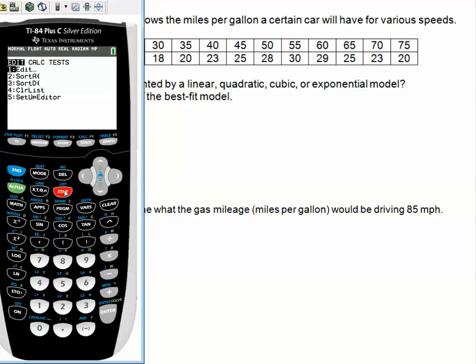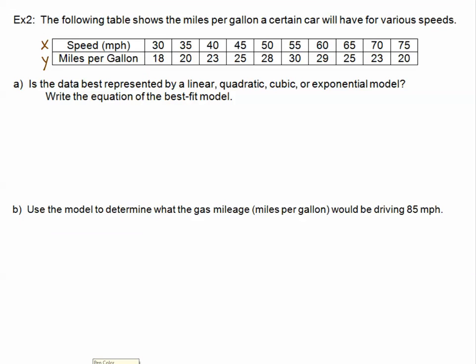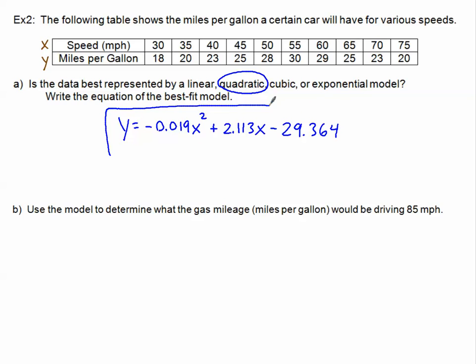Let's go to stat and calculate. And this time, like I said, I think that it's a quadratic regression. I'm going to go down to number 5. So you can highlight that or you can just push the number 5 and there's our quadratic. When I calculate this, it's going to calculate what it thinks is our quadratic relationship, and that's y equals ax squared plus bx plus c. So it's going to give me a, b, and c. Our prediction equation, y equals, I'm going to go to 3 decimal places, negative 0.019x squared plus 2.113x minus 29.364. There's our prediction equation.